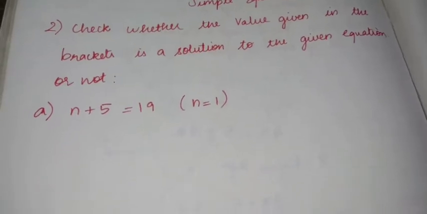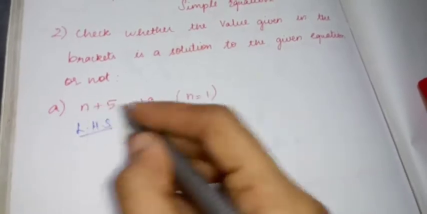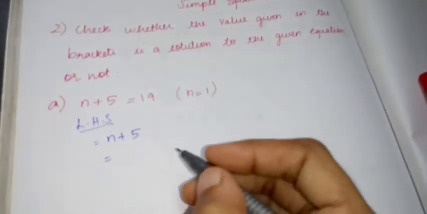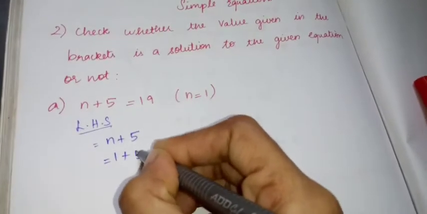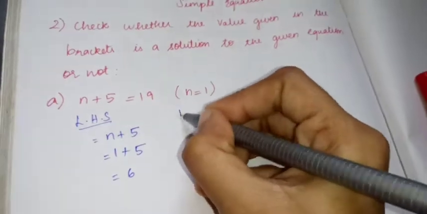Okay. Now, let us take LHS. What is the LHS of this question? N plus 5. What is n value? 1. So 1 plus 5. 1 plus 5 is 6. What is the RHS?